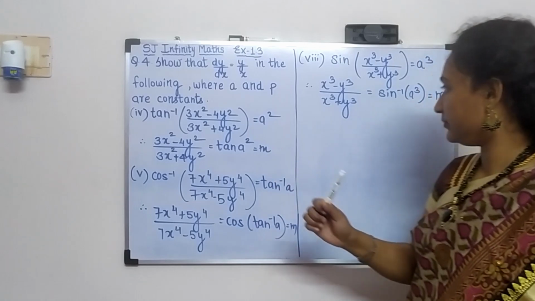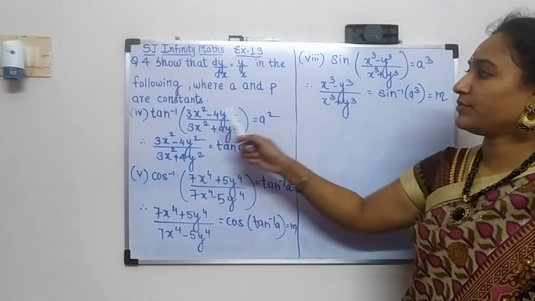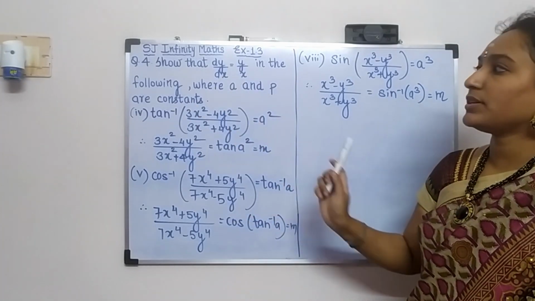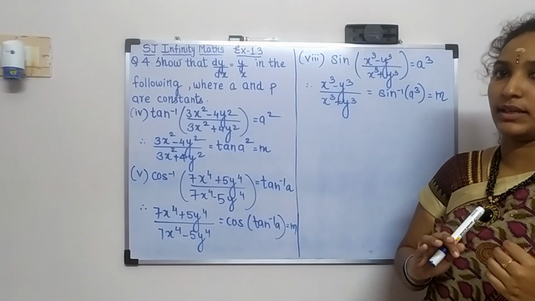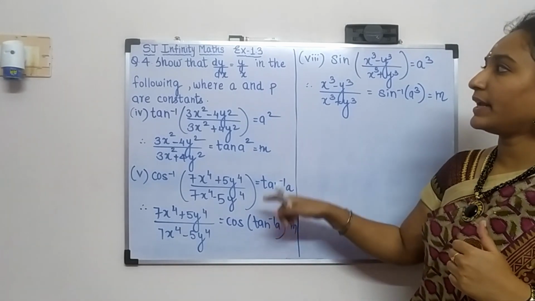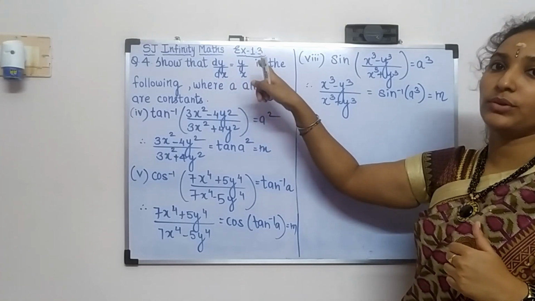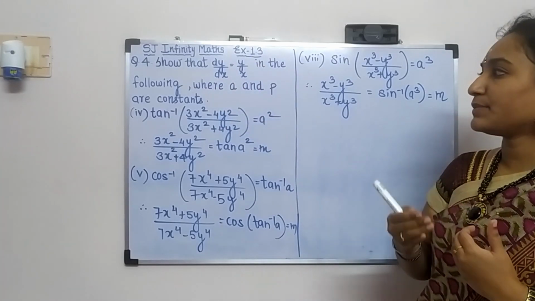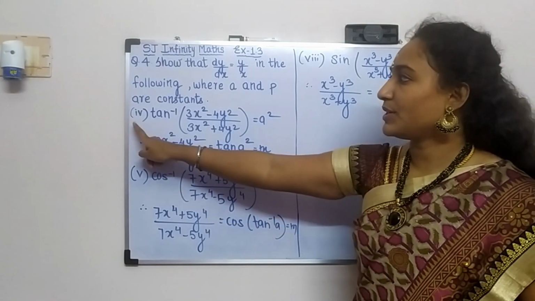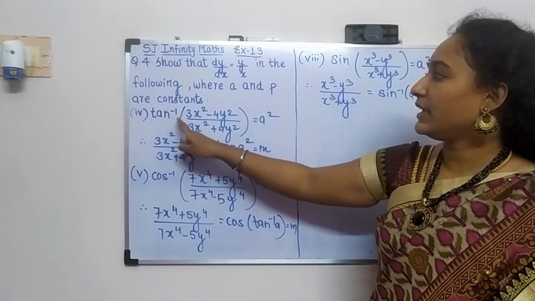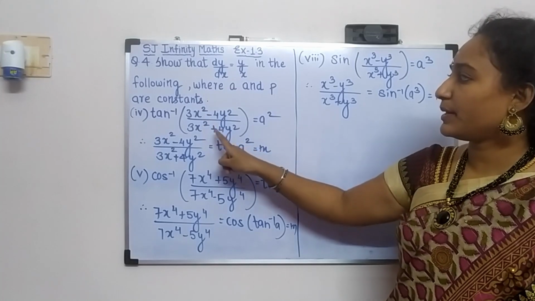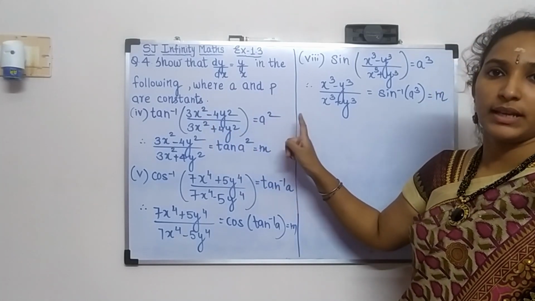Okay, now see, we have three different questions: question number 4, 5 and question number 8. These three questions are similar to question number 3. You have to follow the same steps and pattern to arrive at dy by dx is equal to y upon x. I will explain how to start with it by using some hints. So in question number 4 we have tan inverse of (3x square minus 4y square upon 3x square plus 4y square) is equal to a square.